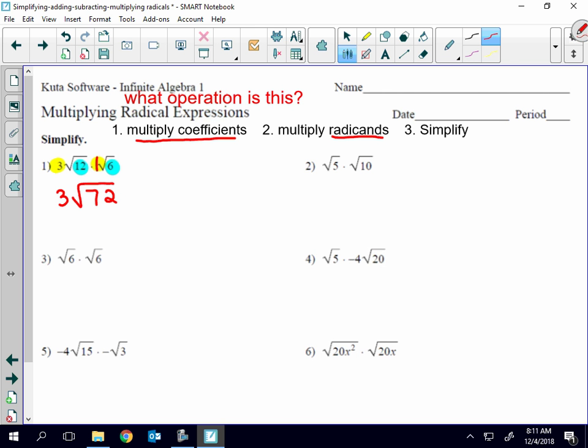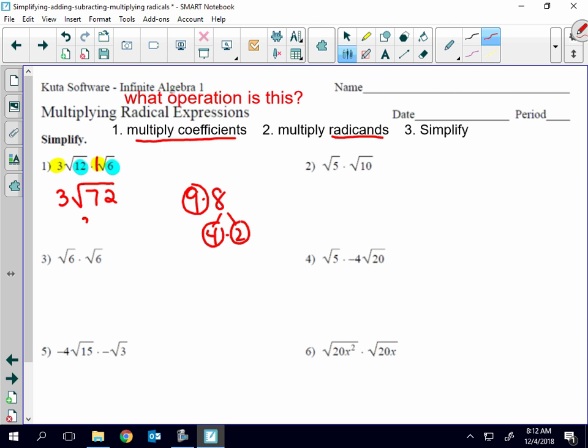And then we simplify that 72. So let me think. 9 and 8, but no, 8 still has another one in there. I'm going to show you what my brain is thinking right now. 9 times 8, but 8 still has another factor of 4 in it, right? So really, if I multiply my two perfect square factors, I get 36. So 36 times 2 is 72. So the biggest perfect square factor is 36.